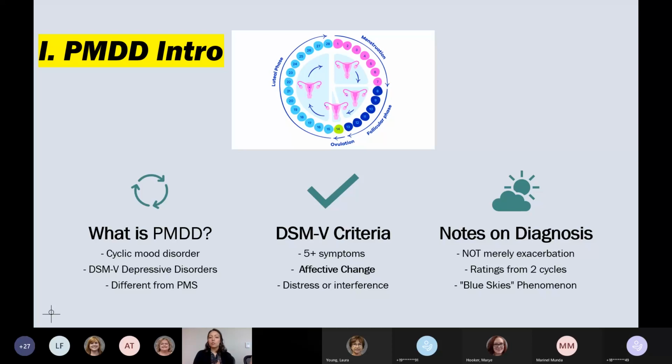Last thing on the slide is just, it's not a clinical term, but something I call the blue skies phenomenon. It's something that I've experienced in working with these women: due to the cyclic nature of the disorder, often people are treatment seeking when they're at the height of that luteal phase, when they're having these affective challenges and intense disruption in relationships.